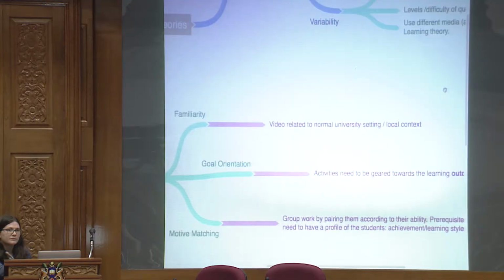Motive matching is by having group work, pairing them according to their ability or their learning styles, whereby we have a prerequisite, or rather we have a profile of the students according to their achievement and maybe how they learn, their preferred learning style.